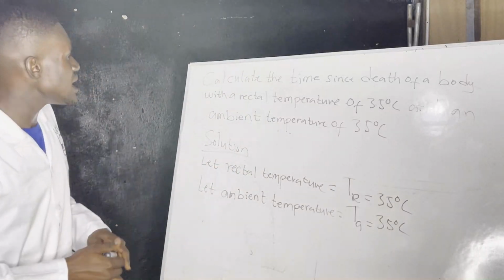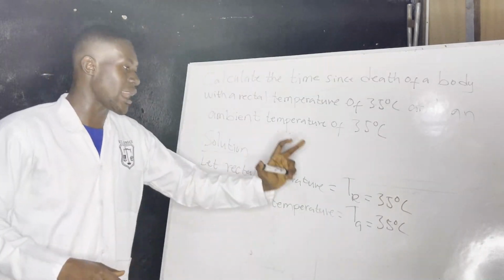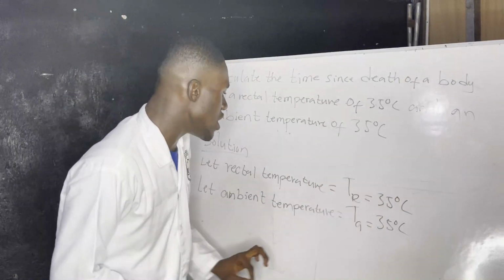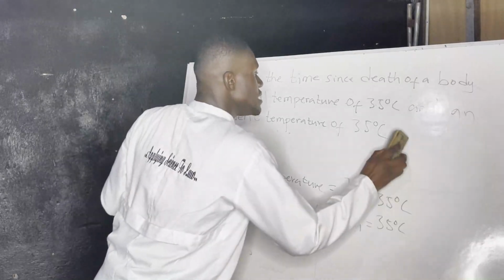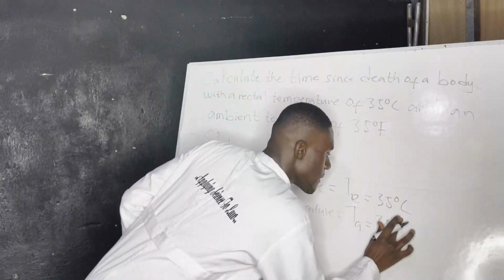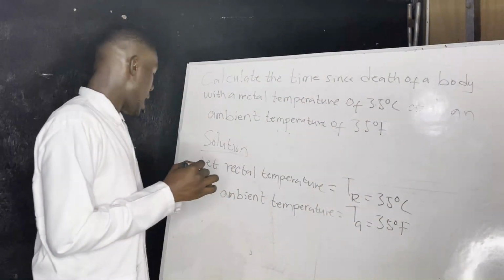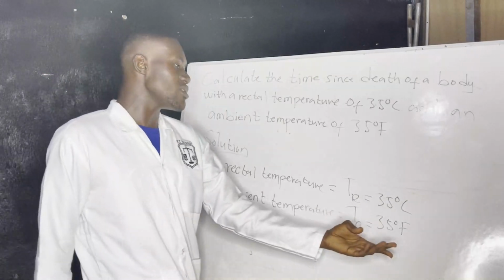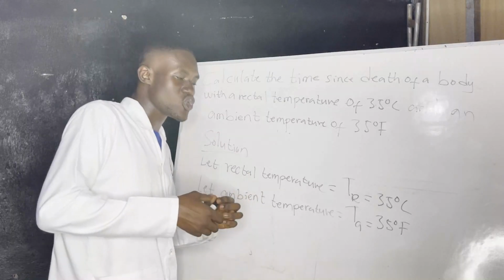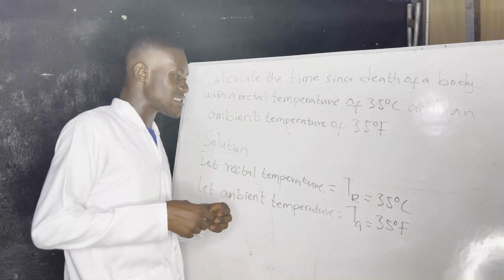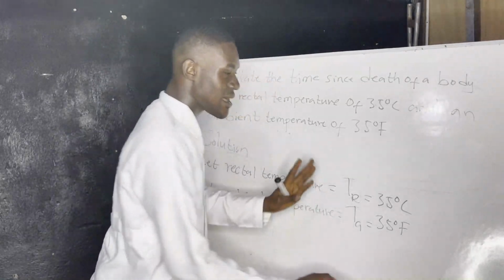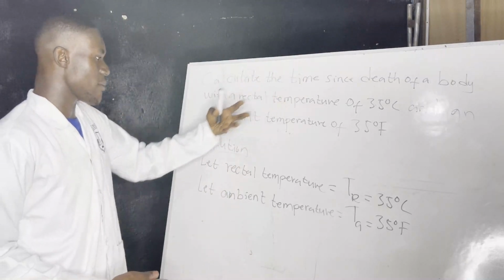Since we are working in time since death, we calculate everything in degrees Fahrenheit. So you have to convert the rectal temperature, which is in degrees Celsius, to Fahrenheit. The ambient temperature you won't convert, because for it we only use the standard given: when it is greater than 32, it's 1.5, and when it is less than 32, it's 0.75. So we have established that, and we're going to use it to solve this problem.